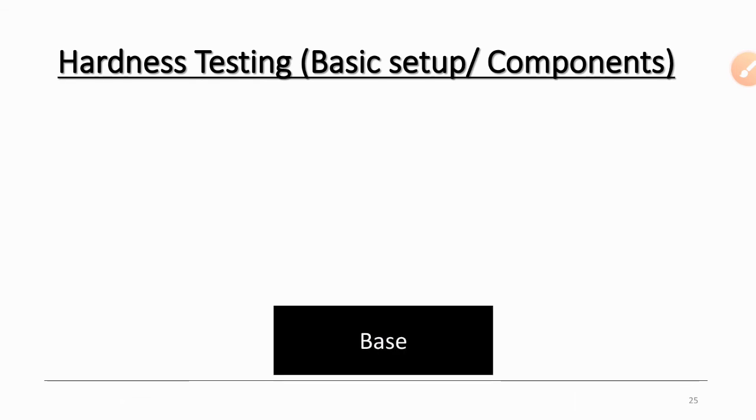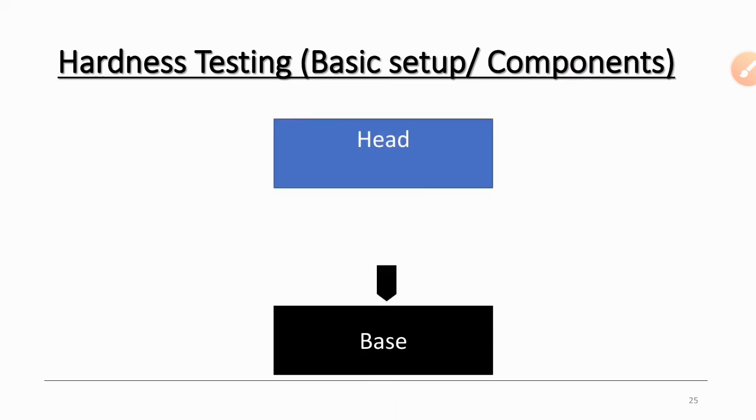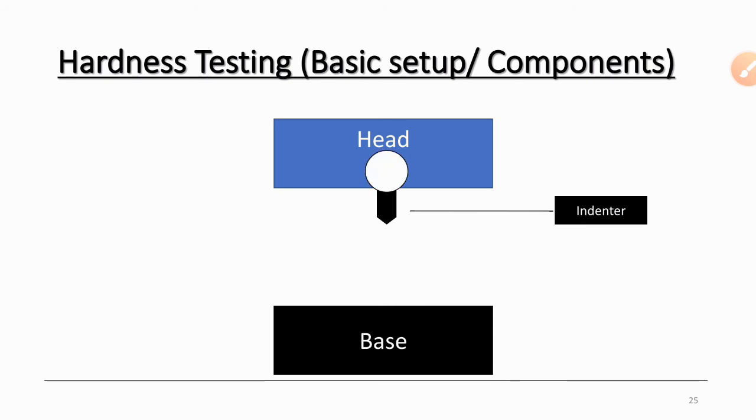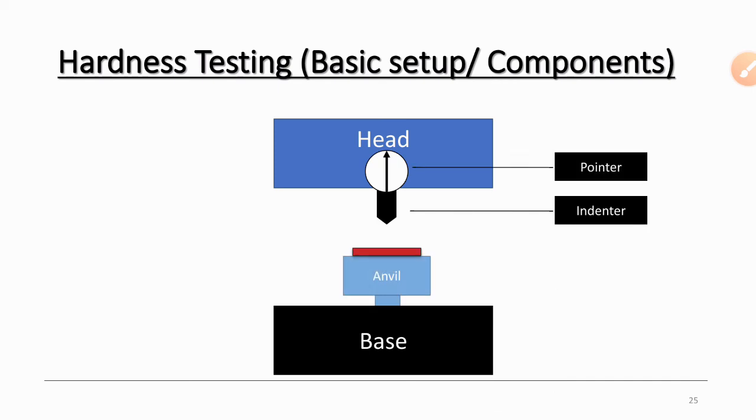So, the hardness testing basic setup. The basic principle of hardness testing is like this: there is a base, there is a head, and on the head there is an indenter. There is also a scale, or indicator, or pointer. There is an anvil, a part which rests on the base and provides a space for the object, or material, to be tested.